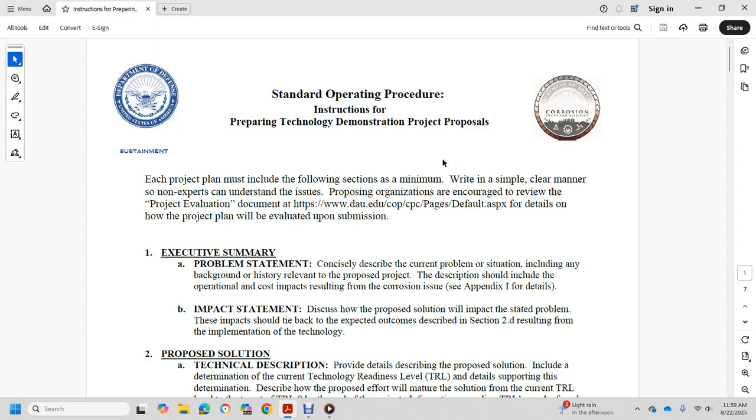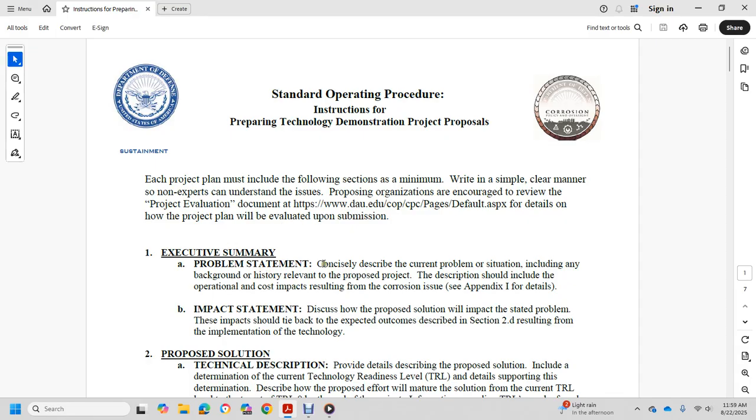Proposing organizations are encouraged to review the project evaluation document at www.dau.edu cop cpc mag pages default ASPX for details on how the project plan will be evaluated upon submission.